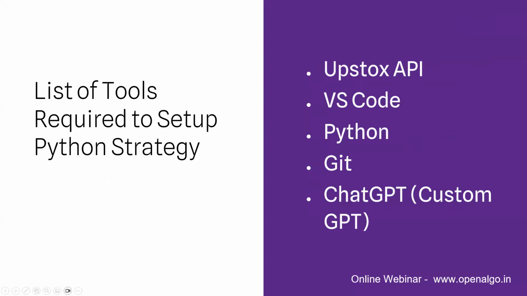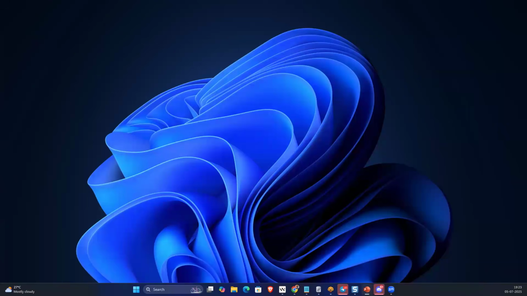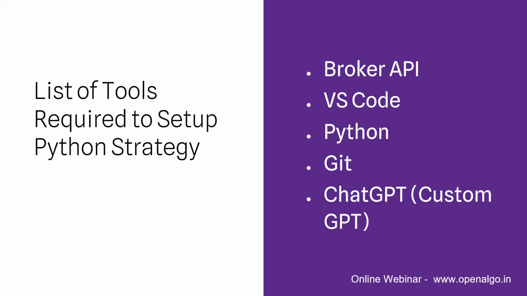So here is the list of tools that we are going to use today. We need a broker API. We need an editor, probably a VS Code editor. And then we need Python, which is where we are going to write our Python strategy. We need Git, and we need ChatGPT, a custom GPT, to design our own trading strategy.